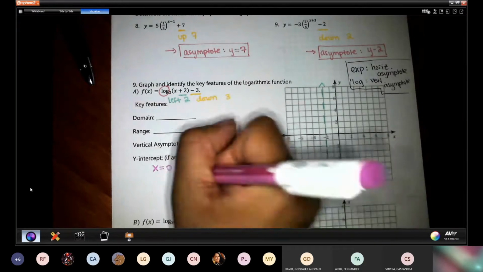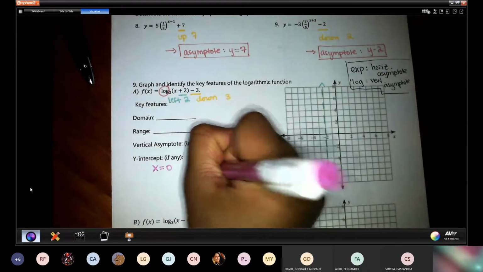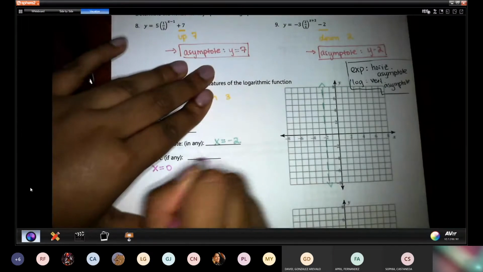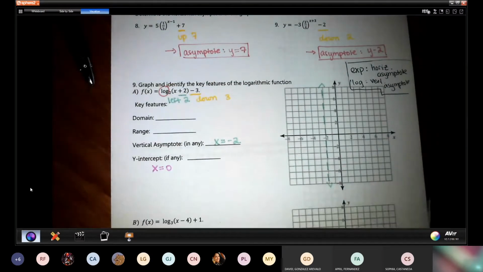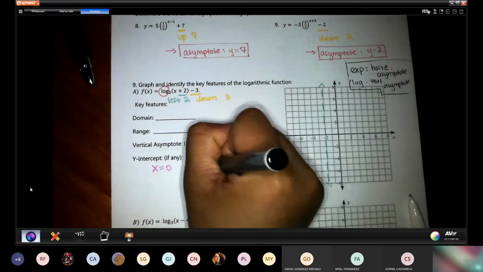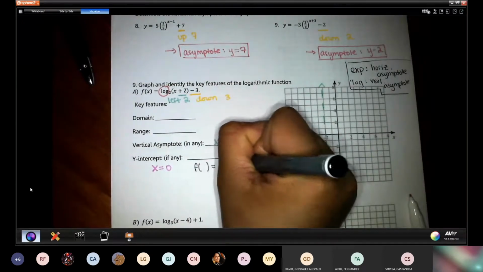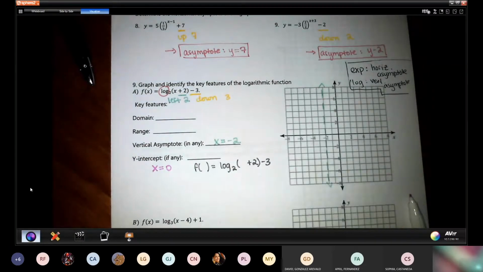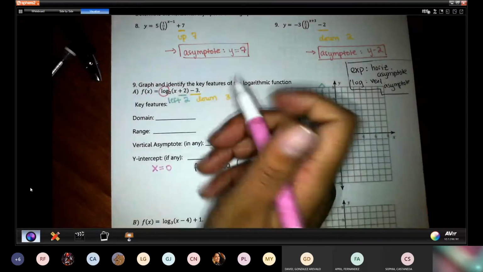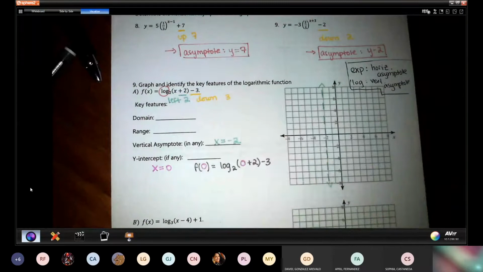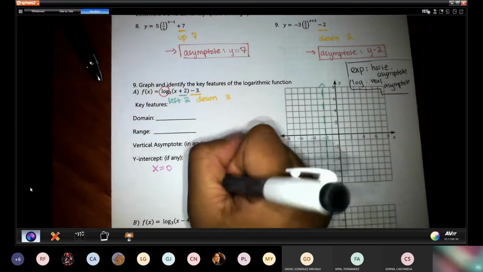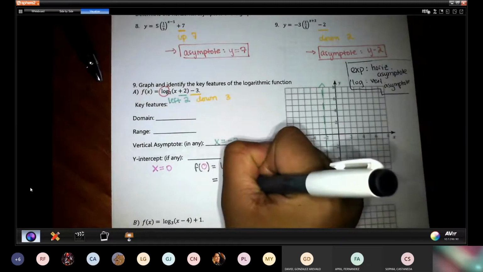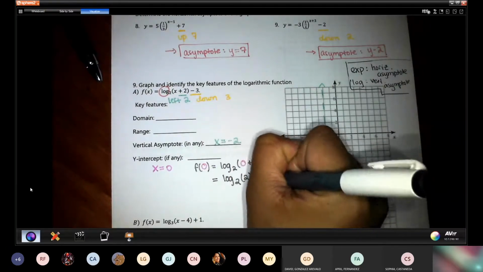So if we do f of x equals 0, then we're going to plug in f of 0. Here, I'm plugging it in in 2 different colors. So we get f of something equals log base 2. All right, so we're going to plug in 0 for x. So when we plug in 0 for x, we're left with this equals log base 2 of 2 minus 3, right?